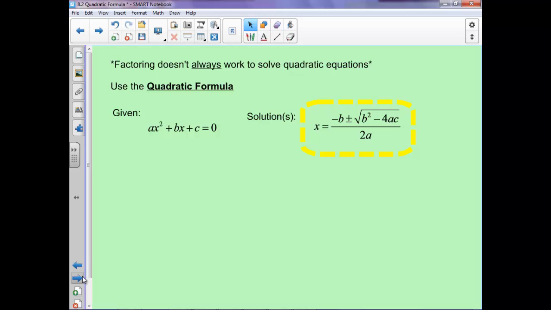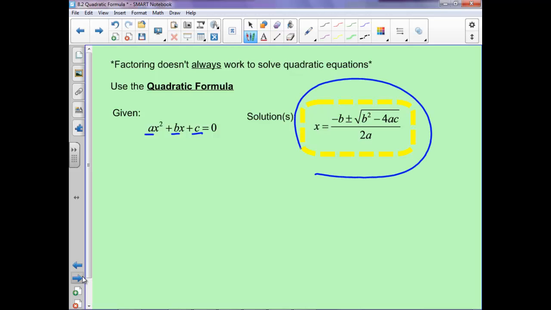So the key thing is, given a quadratic, notice a is the coefficient of x squared, b is the coefficient of x, and then c is just the constant. We will use this formula: negative b plus or minus square root of b squared minus 4ac, all over 2a.